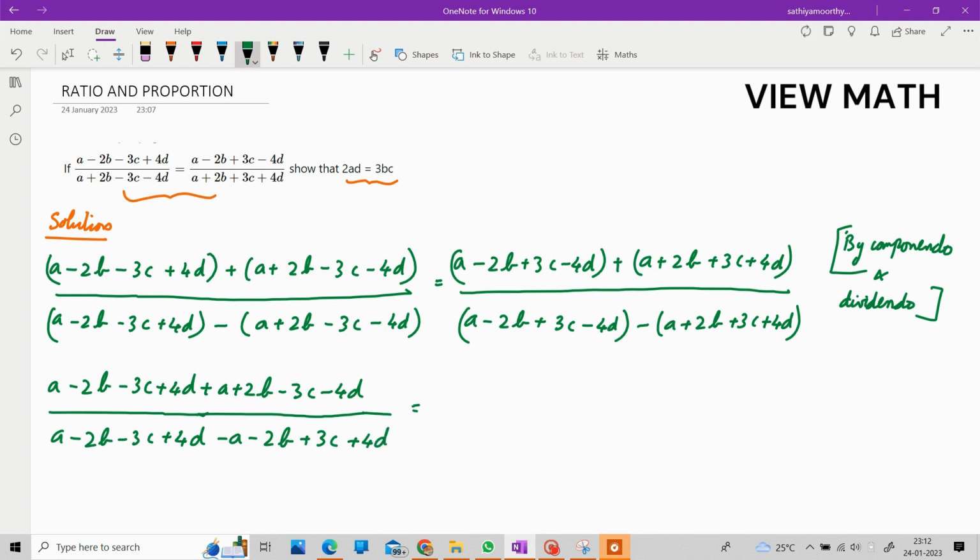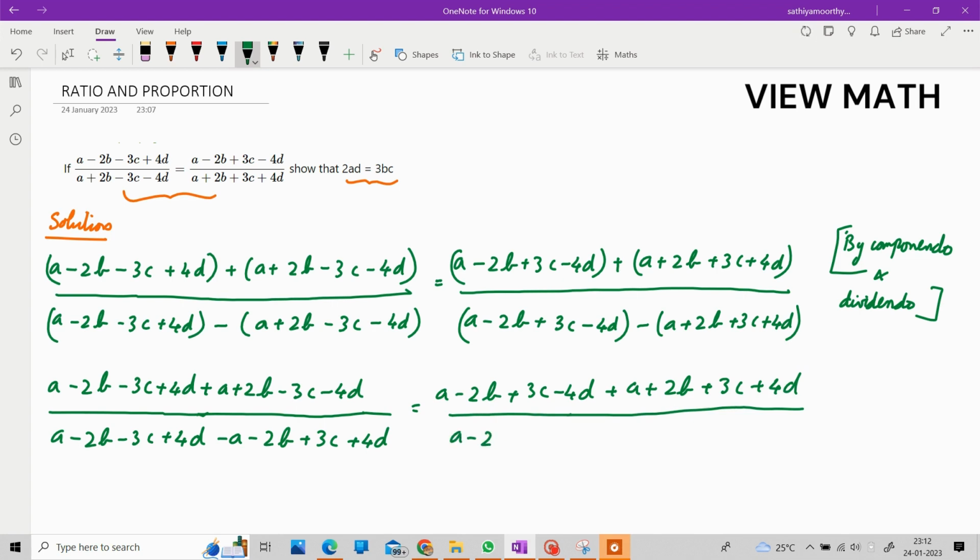This is equal to a minus 2b plus 3c minus 4d plus a plus 2b plus 3c plus 4d divided by a minus 2b plus 3c minus 4d. Negative term, I'm going to take it inside the bracket. I get minus a minus 2b minus 3c minus 4d.